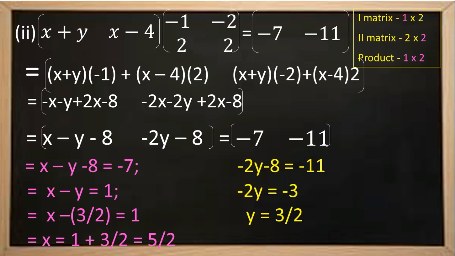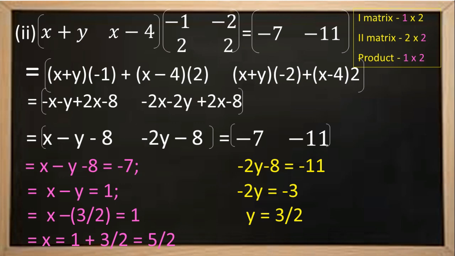It results as x minus y minus 8, minus 2y minus 8. This is equal to minus 7, minus 11. Equate the corresponding elements. Let us equate the first element. x minus y minus 8 is equal to minus 7. Hence, it is equated as x minus y is equal to 1. Here, we cannot continue with this. Why? Because x and y, both the values are unknown.